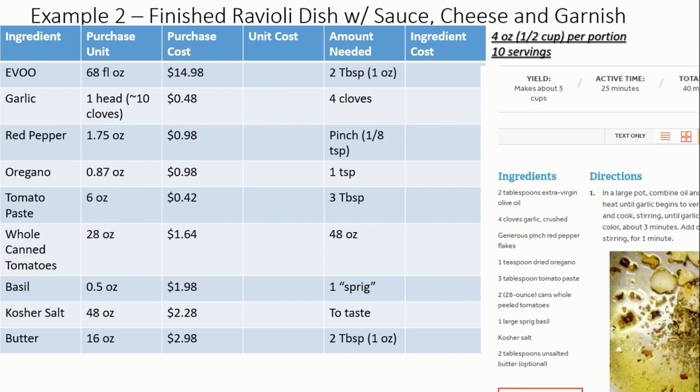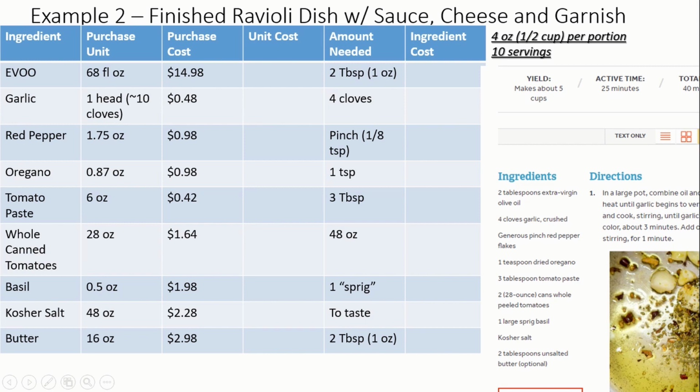Okay, so if we go to our second example here, say we build upon what we did in the previous example with just the ravioli, and we go into a completed dish. So here we're adding another component, the sauce. We'll add the cheese and garnish a little bit later. What we're going to do is the same exact thing that we did for the ravioli, where we list out all the ingredients, the purchase unit, purchase cost, and the amounts needed.